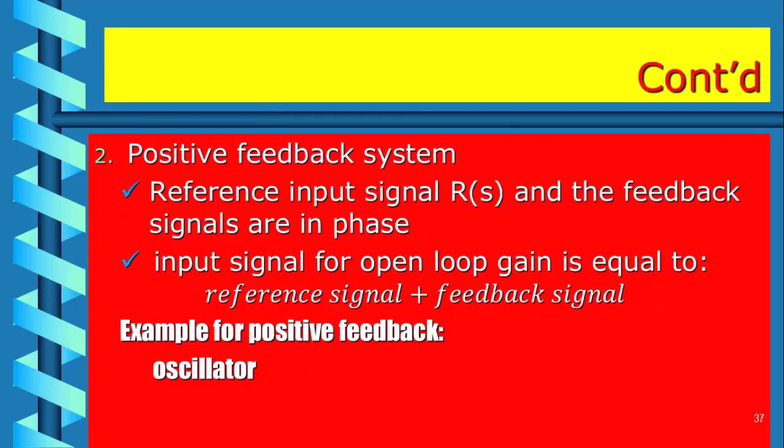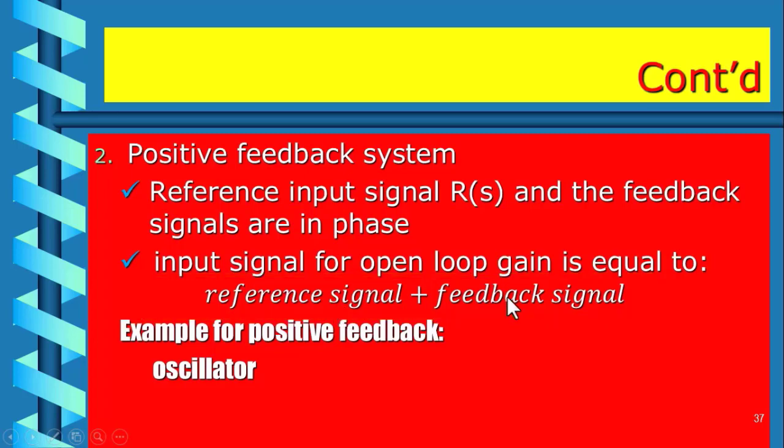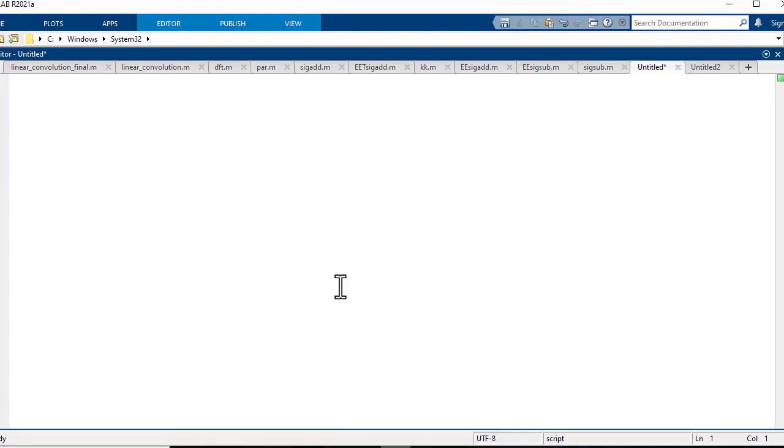So the second type of feedback system is a positive feedback system, in which the reference input signal and the feedback signals are in phase. So the input signal for the open loop gain of the system is equal to the reference signal plus feedback signal. So here we can see that the two signals will be added. An example. Now let's proceed to the MATLAB.